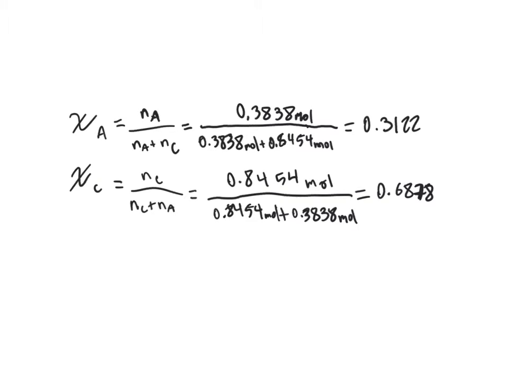And then, for vapor pressure, we're going to use those moles we just found to find the mole fractions for C and A. The mole fraction of A will be the moles of A over the moles of A plus the moles of C, which gives us 0.3122. And it doesn't have units because mole fractions don't have units because it all cancels out. And the mole fraction for C is moles of C over moles of C plus moles of A, which gives us 0.6878.